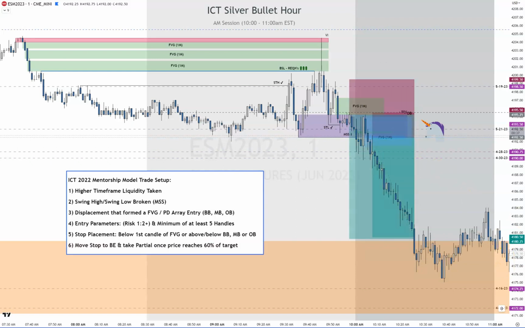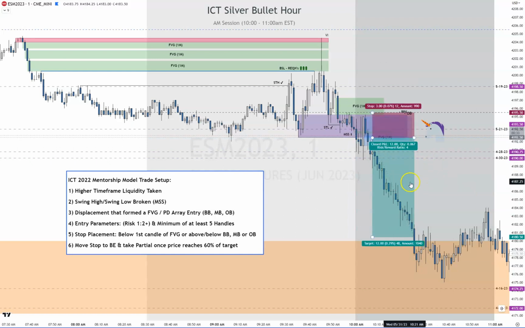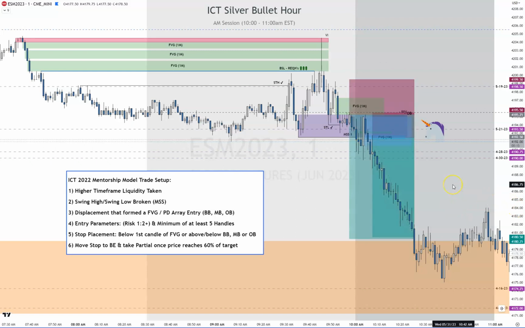I'm going to throw this other one on. So basically, one was for the silver bullet hour. You got to learn your PD arrays and be able to mark out all your order blocks, breaker blocks, mitigation blocks, fair value gaps, volume imbalances, all of that on your chart, so that way you can see how things are respecting what. That is your two setups for the AM morning session on May 31st.